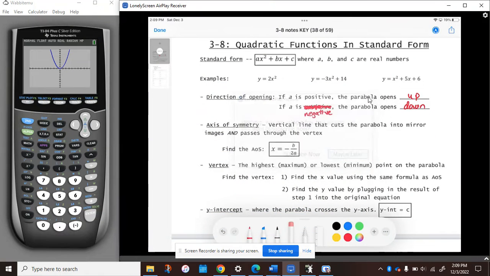All right, everybody, we are looking at the 3-8 notes, looking at quadratic functions in standard form. You'll remember from the previous lesson that a quadratic function, that just means that your largest term in y equals whatever's on the other side, y equals something, your largest term is x squared, okay? That x squared is the key thing that is the defining characteristic of what makes it a quadratic.